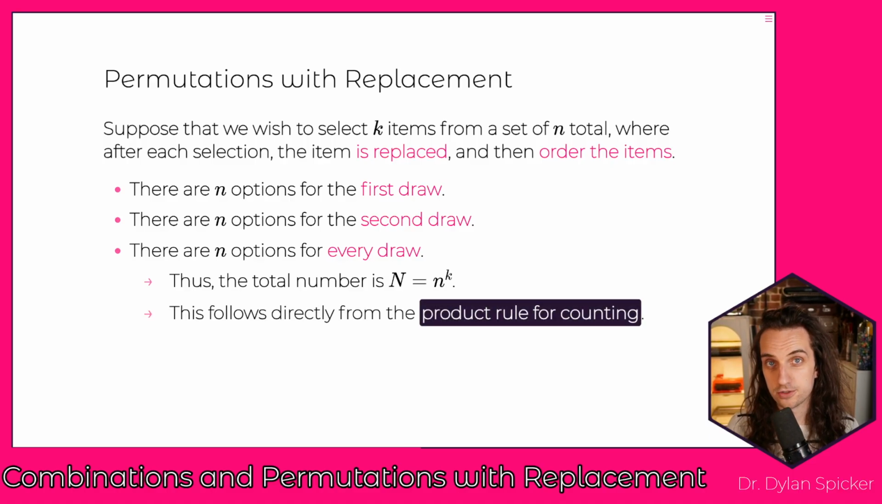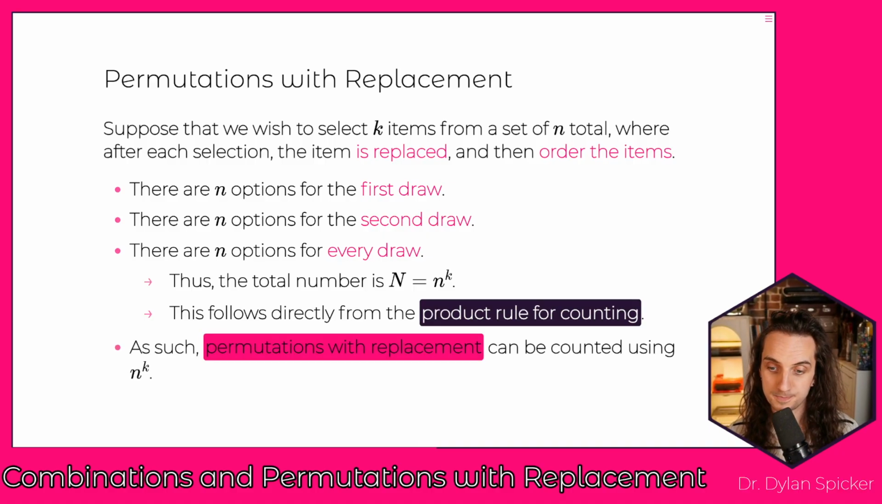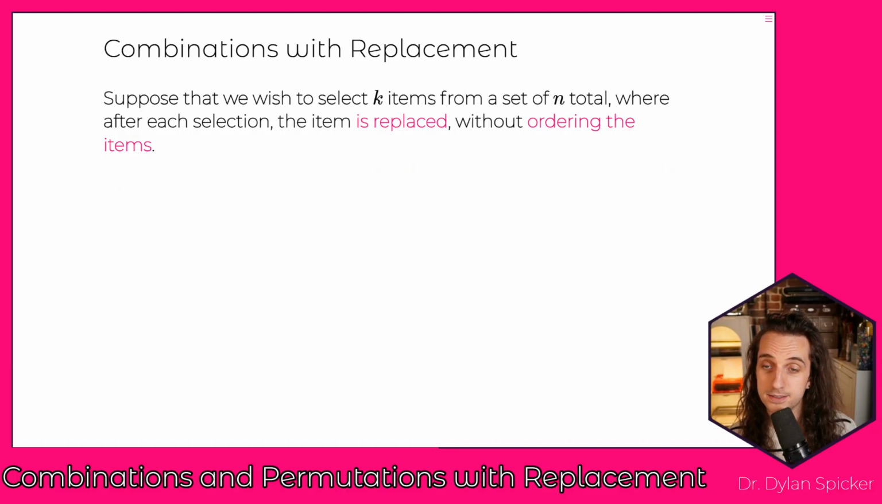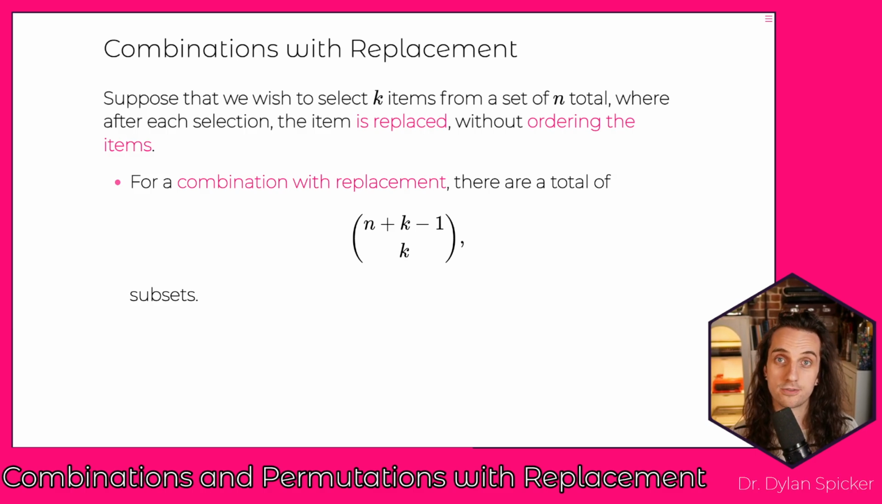This follows directly from our product rule for counting, and in a way, it's a little bit simpler than thinking about permutations on their own. So permutations with replacement can be counted by using n to the power of k. Now, what about combinations with replacement? Suppose that we want to select k items from a total of n, but after each selection, the item is replaced. We're not considering the order of the items.